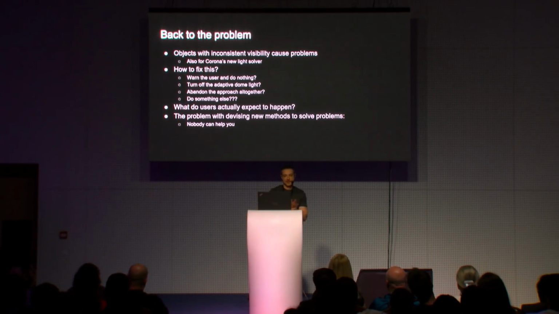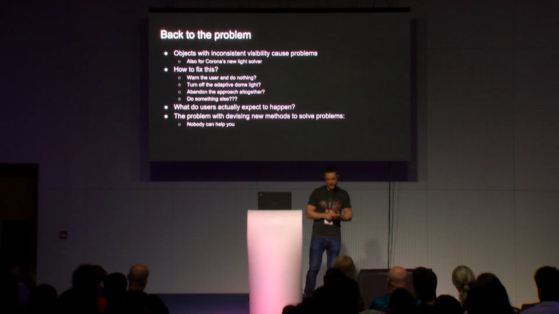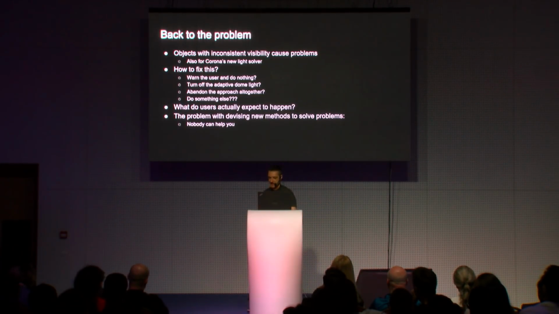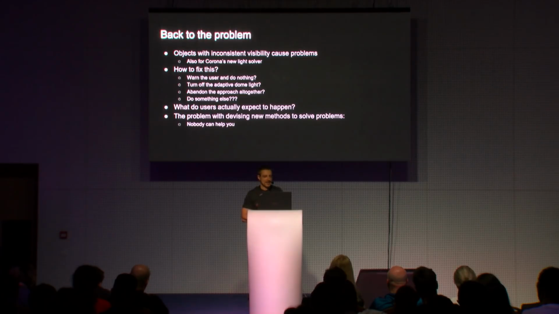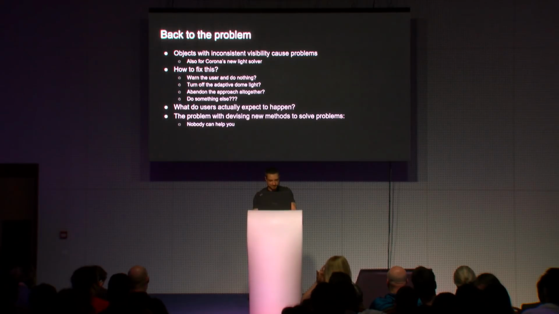And I didn't know how to fix this at all. I had no idea. One of the things that we could do is just put a warning up for the user and do nothing, and we would still get artifacts, and you would have to explain to users that they have to do something about it. We could automatically turn off the adaptive dome light if we detect such cases, but then we lose all the performance improvements that we did. It would basically make the algorithm only applicable in a very small number of situations. We could just not use it at all or do something else, which I had no idea what that was.